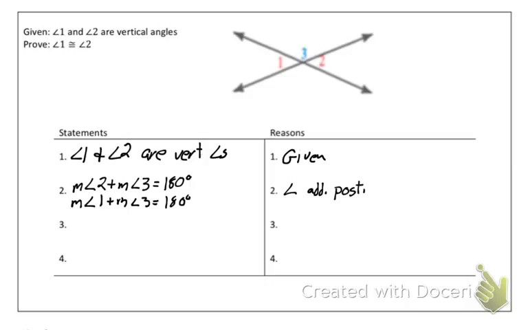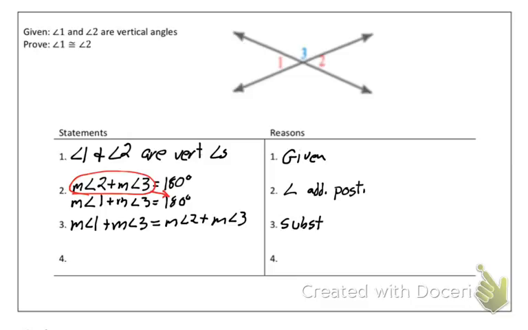I would say, I want measure of angle 1 and 2 on opposite sides, so we can do that through substitution. I can throw this in for 180 because they're both equal to 180. So I can absolutely say measure of angle 1 plus measure of angle 3 equals measure of angle 2 plus measure of angle 3. That's substitution. I feel like, I mean, we're fine. I just did this in a slightly shorter fashion.